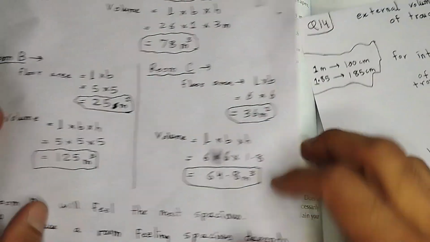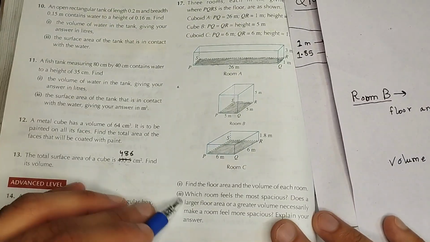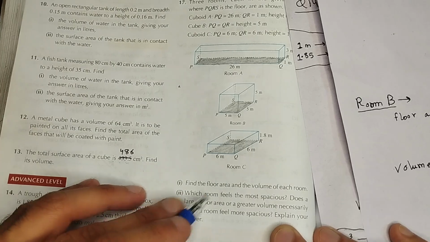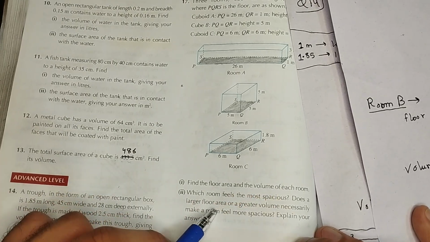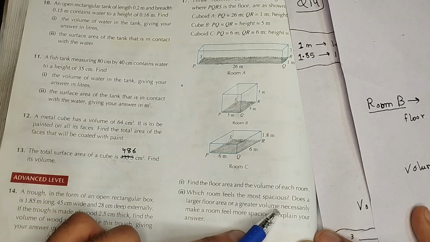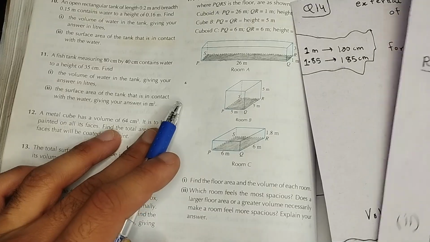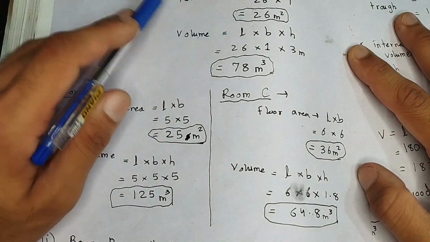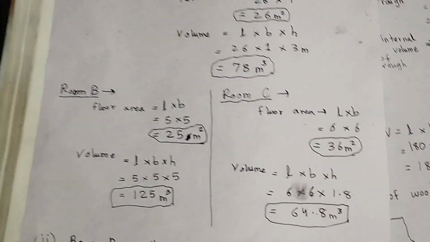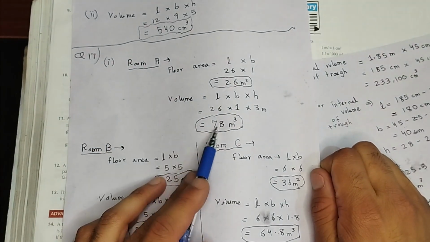Now this was part 1 of question number 17. Very easy. Question number 17 part 2 says: which room feels the most spacious? Does a larger floor area or a greater volume necessarily make a room feel more spacious? Explain your answer. So basically, take a look at them. Let me zoom back. Now look at room A. Room A has a floor area of 26 and volume is 78.